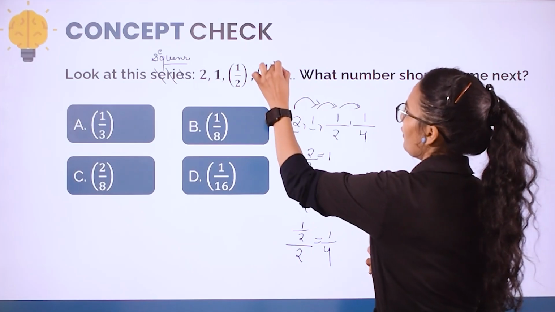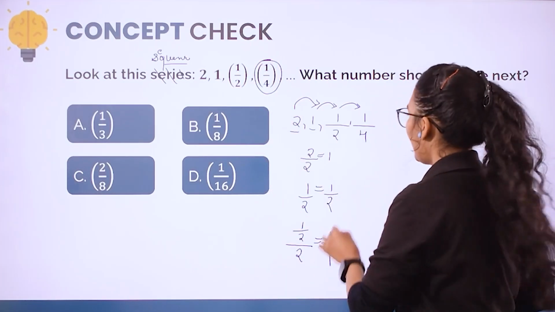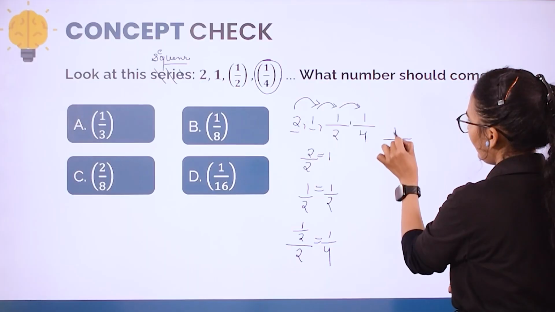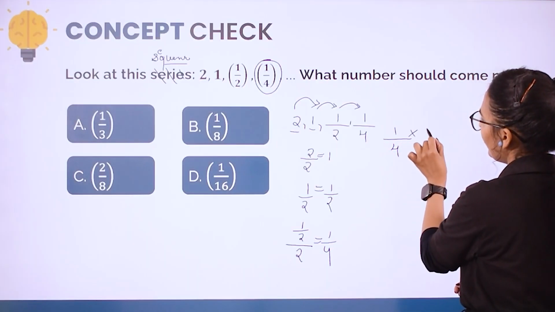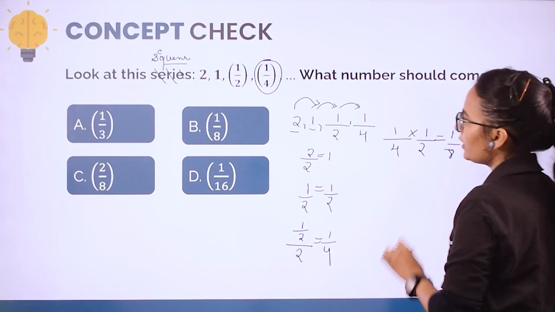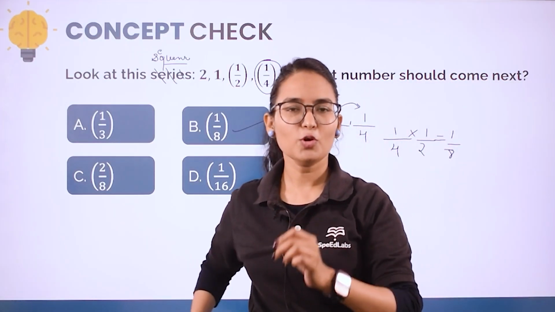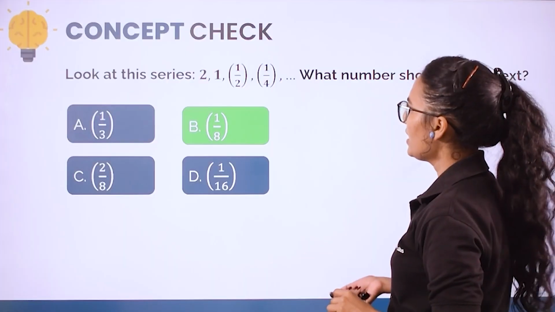Division by 2. So if I want to find the next term from here, I have to divide by 2. So 1 by 4 divided by 2. Reciprocal, that will be 1 by 2. So what is the answer? 1 by 8. Very simple to figure out. Option number B is the correct answer. I hope you got it. Very simple question, easy.